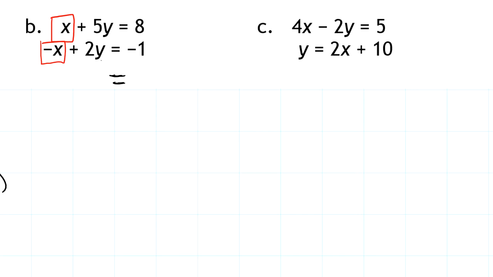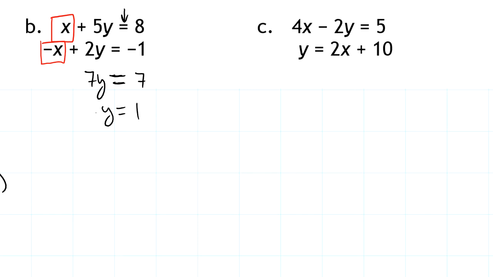I'm adding equal values to each side of this top equation. So we get that 5y plus 2y is 7y, equals 7. Oh, what is this, y being 1? y was 1 in the last problem. So we get that y is 1.